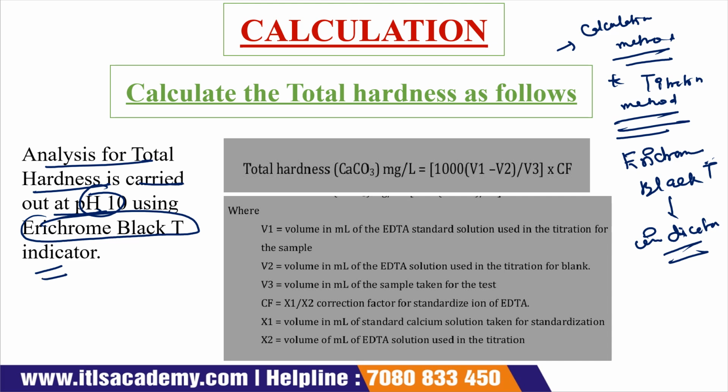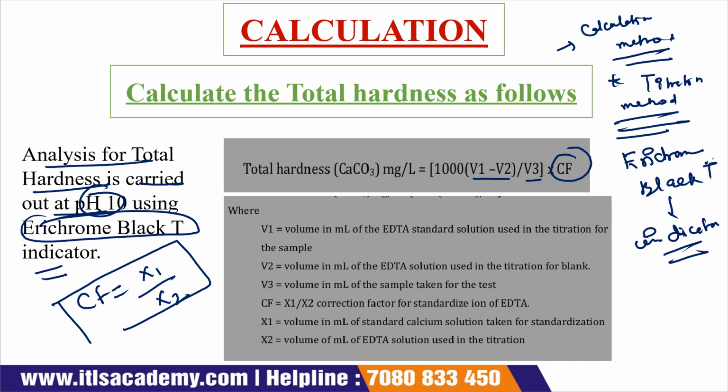Okay, simply what we do is a titration. With the help of the titration we solve this equation. So total hardness, that is CaCO3 in milligram per liter, is equal to 1000 in bracket V1 minus V2 divided by V3, multiplied by CF. Where CF is equal to X1 divided by X2. Now, V1 is what?